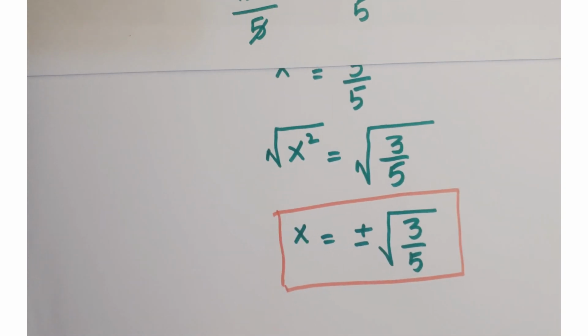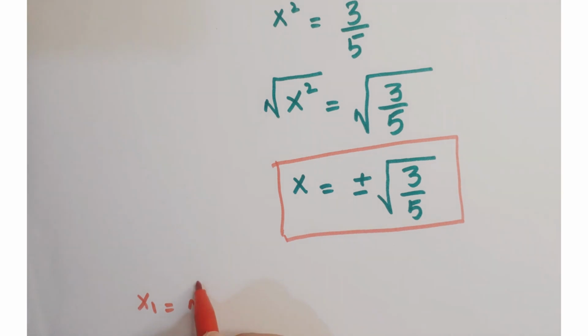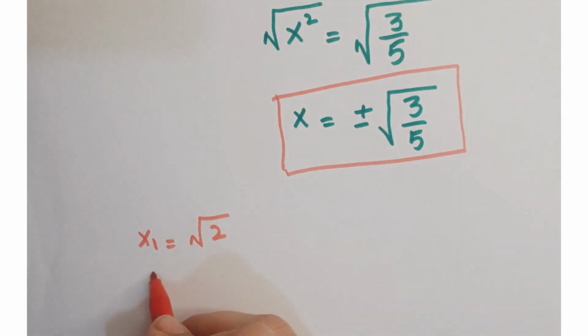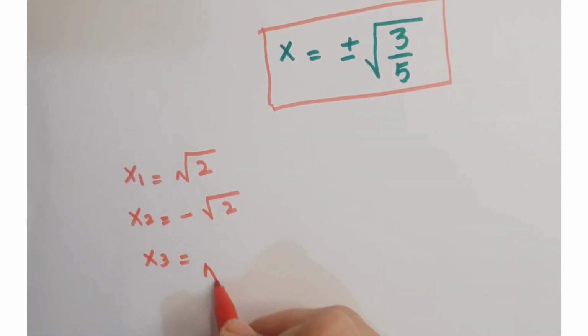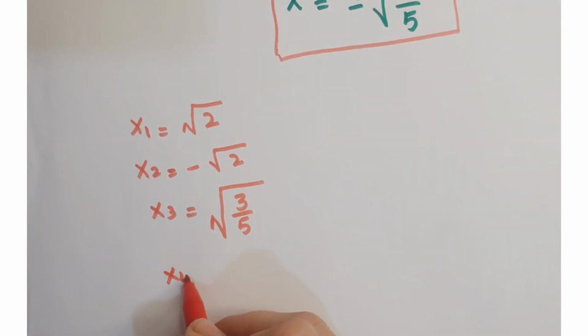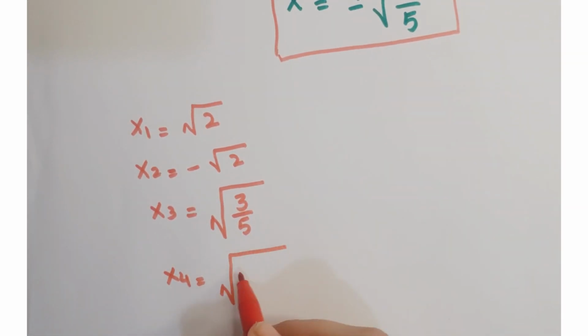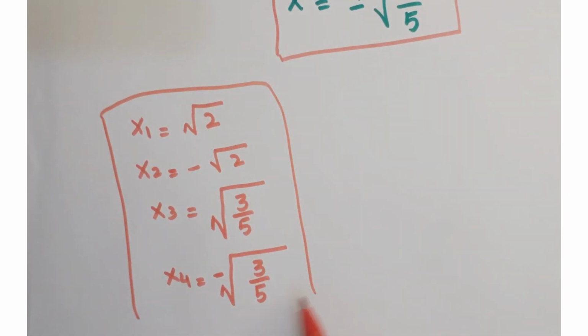Now let's write all the solutions of x here. x1 = √2. x2 = -√2. x3 = √(3/5). And x4 = -√(3/5). And these are the four solutions of this equation.